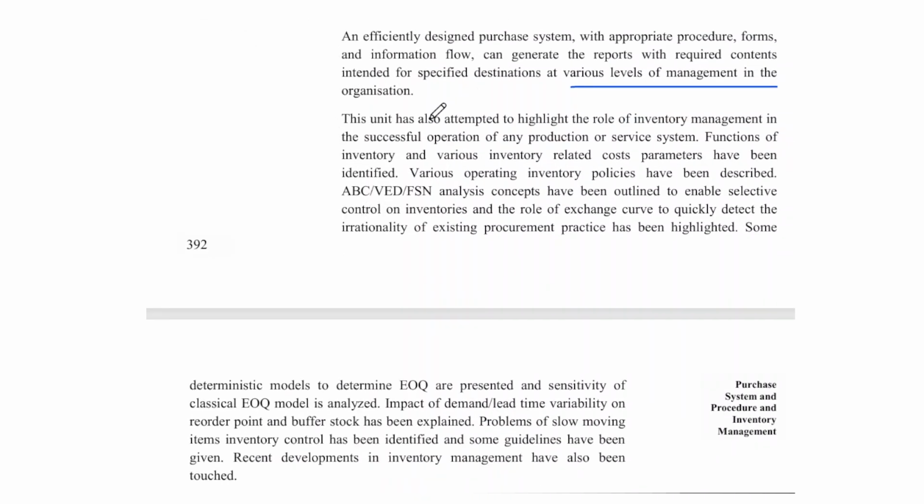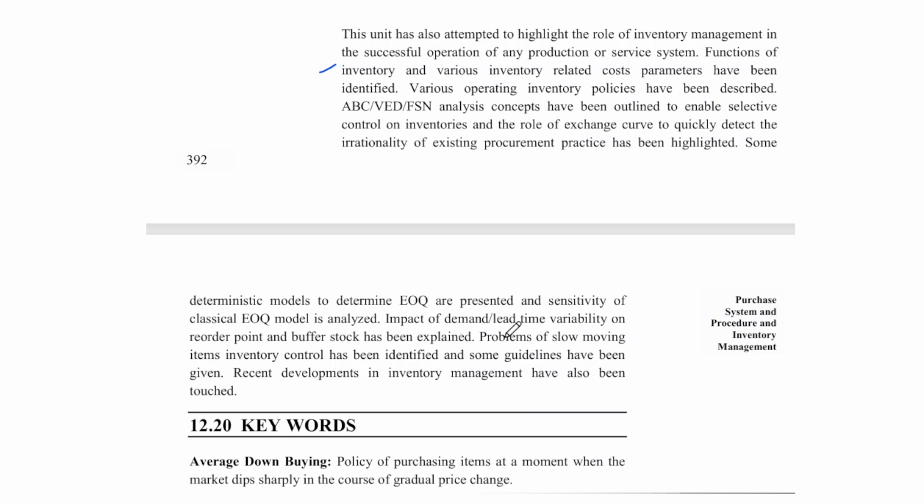This unit has also attempted to highlight the role of inventory management in the successful operation of any production or service system. Functions of inventory and various inventory related cost parameters have been identified, and various operating inventory policies have been described. ABC, VED and FSN analysis concepts have been outlined to enable selective control on inventories, and the role of the exchange curve to quickly detect the irrationality of existing procurement practice has been highlighted.